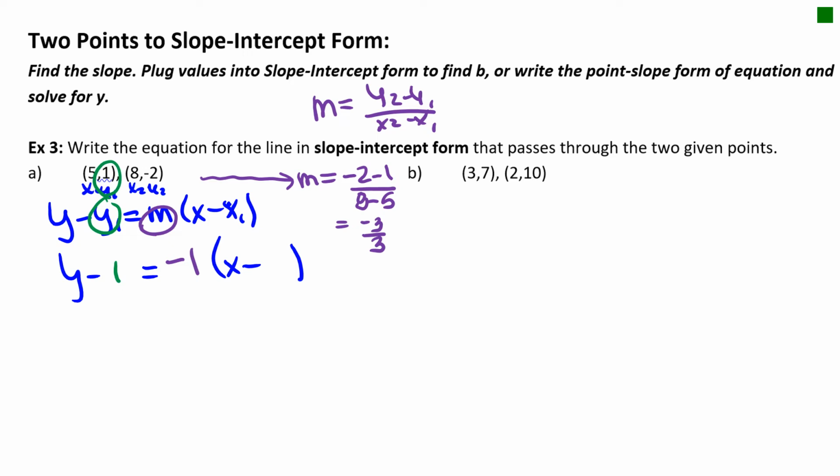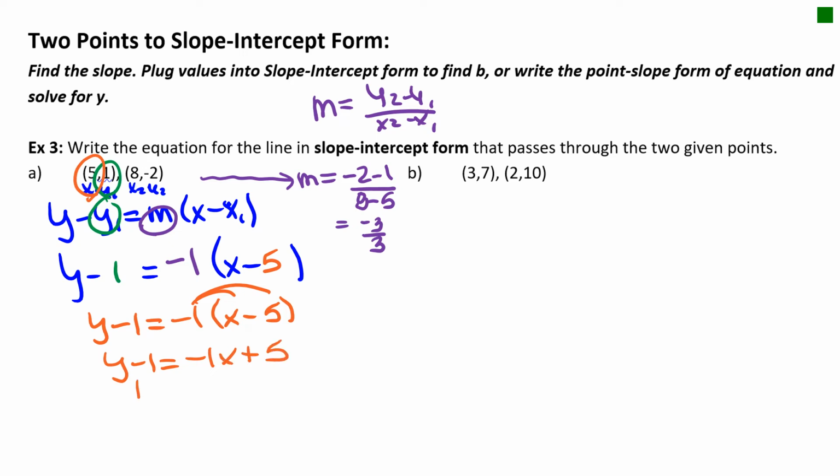You have to do that extra special step. Then it wants x1, which is 5. So now I'm sitting right here. Basically, I just rewrote that. I'm going to distribute here. y minus 1 equals negative 1x plus 5. Slope-intercept means we get the y alone. So we're going to add 1 to both sides.